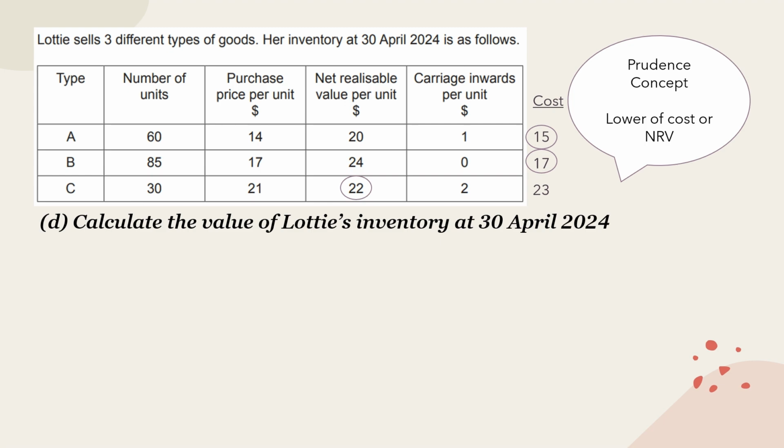Now let's calculate the value of inventory. So for A, B and C, let's calculate them separately. For A, it should be 15 times 60, the number of units. That's going to be $900. For type B, it should be 17 times 85, 1445. For type C, it's 22 times 30, which is 660. If you add them up, you get a total of 3005. So that's the value of inventory.